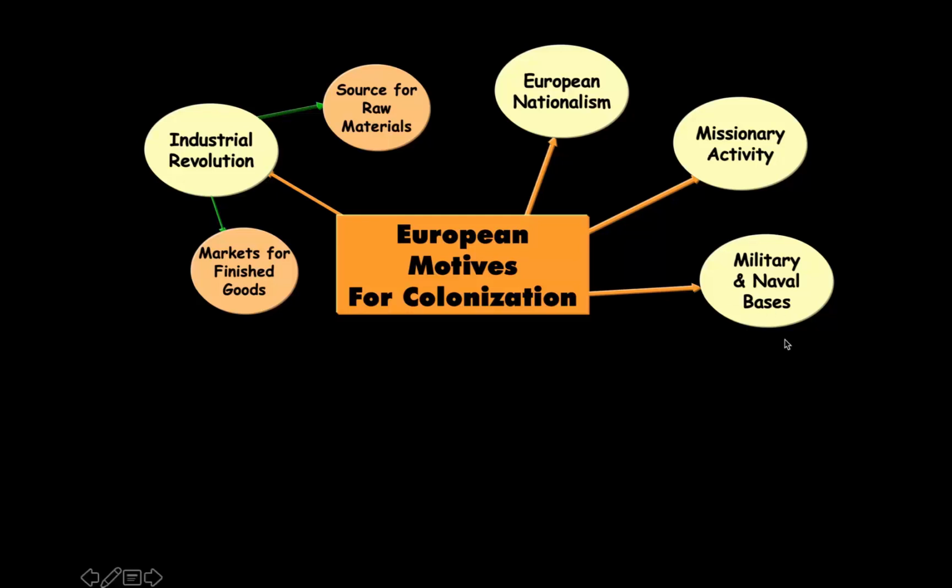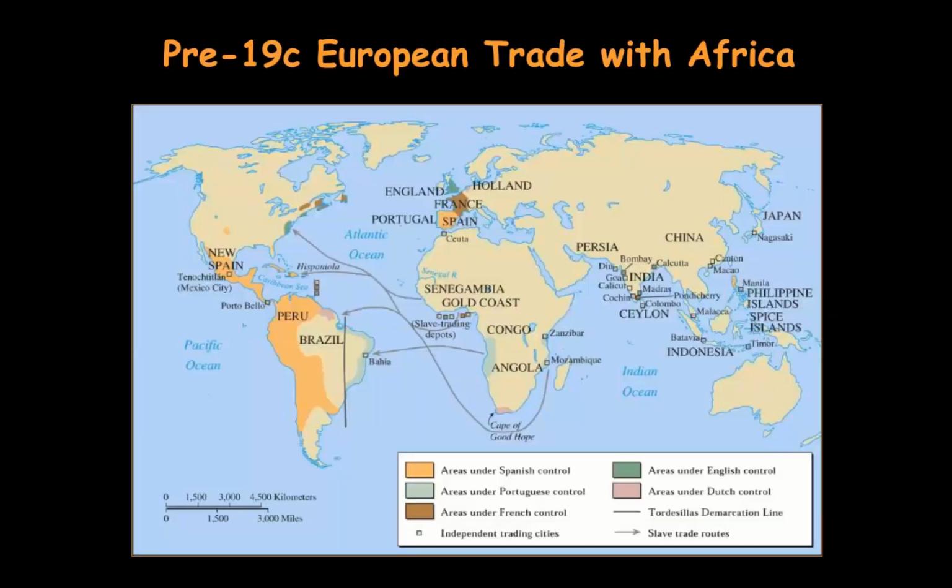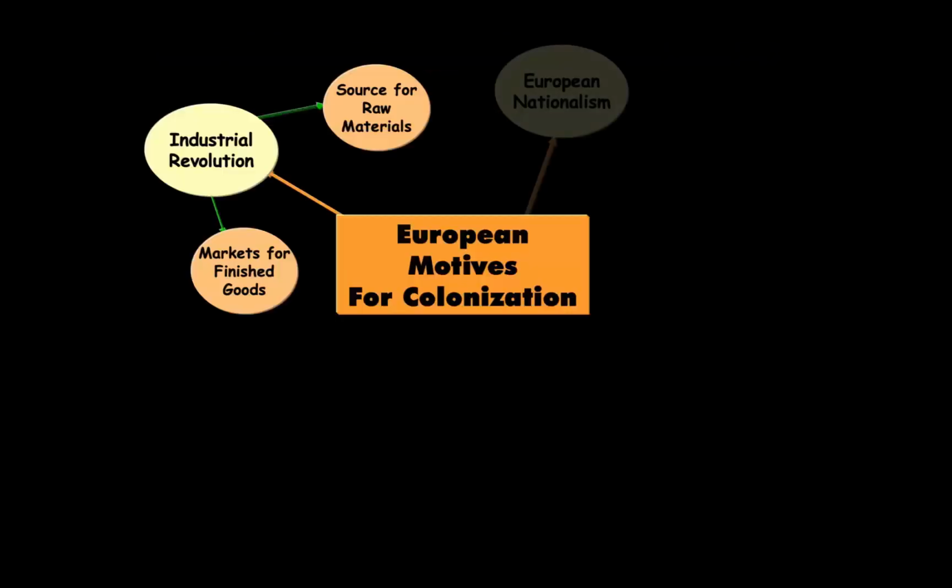Obviously, the need for military and naval bases. Why do you need that? Well, if you're going to control this kind of territory, if you're going to have colonies all over, you need to have militaries around to protect your colonies from other Europeans, as well as to protect from native cultures that might rise up in rebellion. So you need that, right?